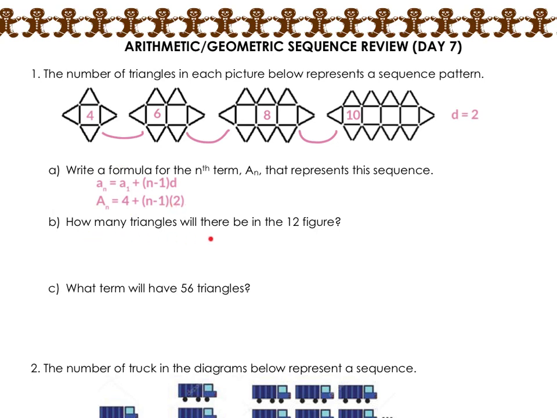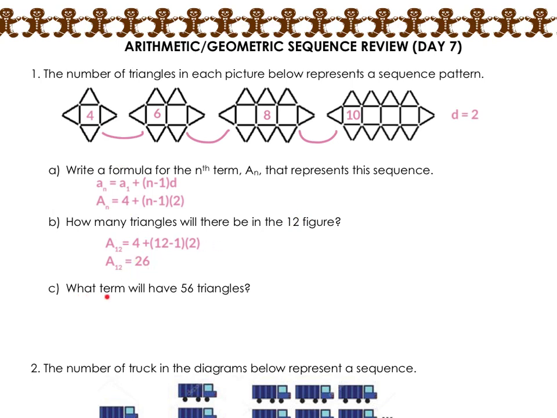Then the question says how many triangles will there be in the 12th figure? Well, this is an input or an n value, so I'm going to repeat my formula, but now instead of the n that I had in this step, I'm going to replace that with a 12. Then it's just a job for our calculator once you've subbed everything in. So we've got a sub 12 equals 4 plus 12 minus 1, close parentheses, times the 2. Then I can just put that all in my calculator and I get the output of 26.